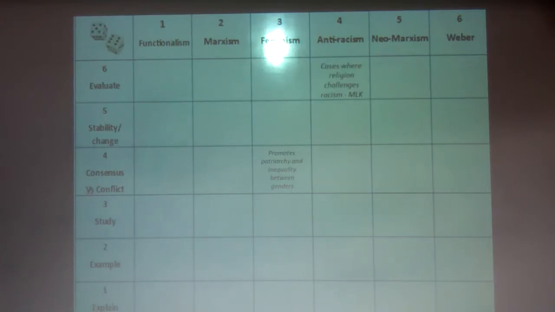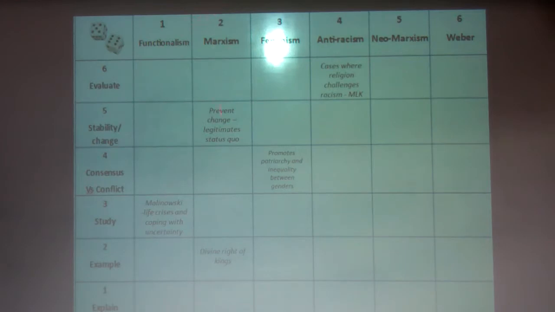If they were to roll a 6 and a 4, well, if we look at the anti-racism agenda and we look at research that shows us, or theories that show us, that religion can promote racism, and we're looking for evaluation, well, an example from Martin Luther King where religion challenges racism could be used against that. Here we have a study from functionalism, Malinowski, life crisis and coping with uncertainty. An example to support the Marxist case, divine right of kings.